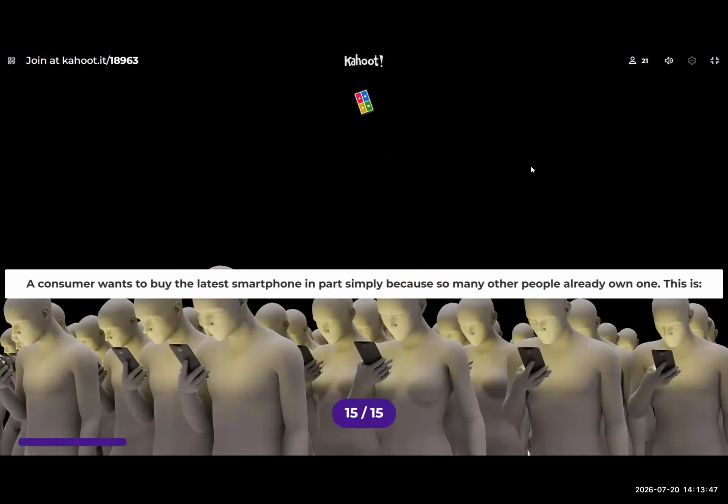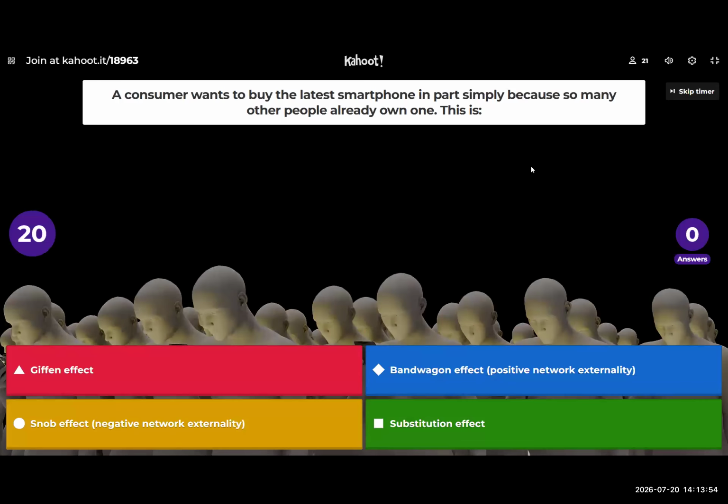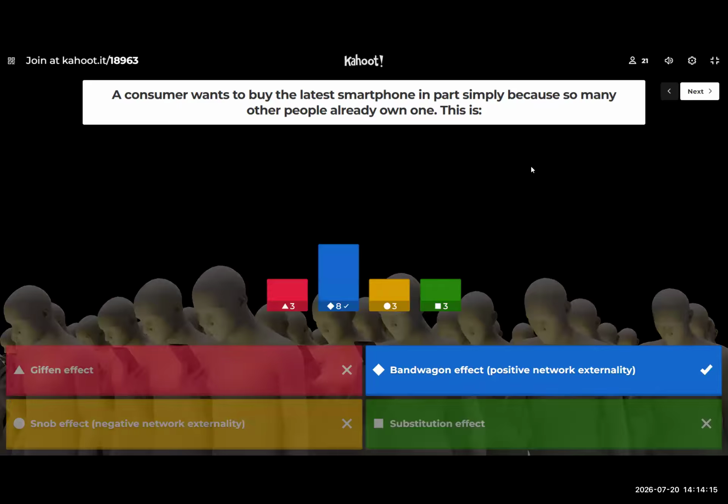Last question. Bandwagon effect, which is positive network externality. Giffen effect.